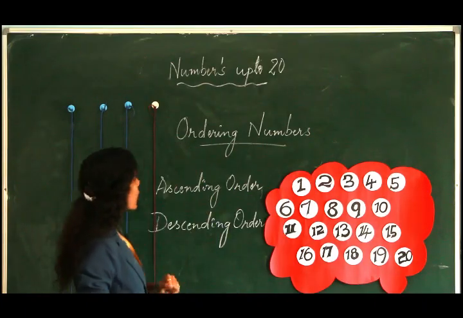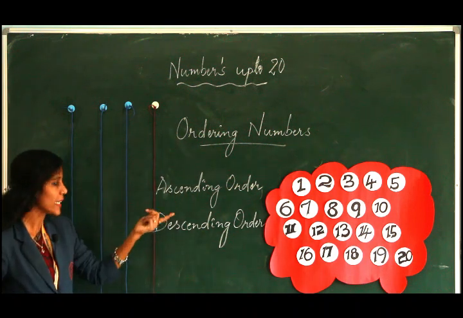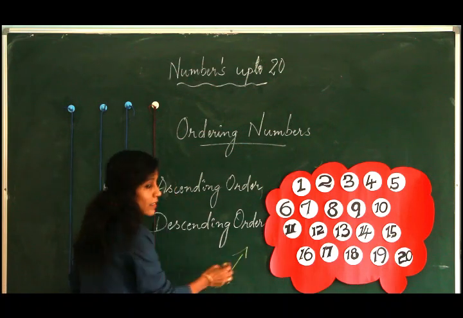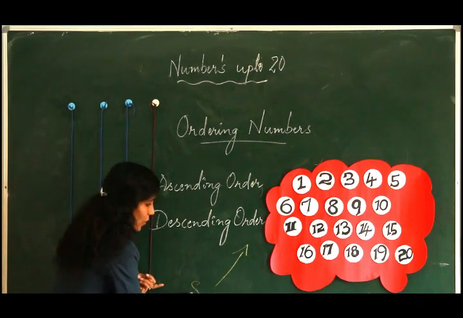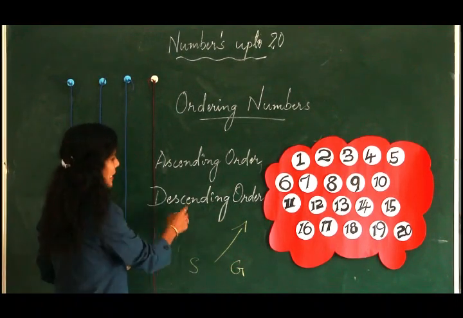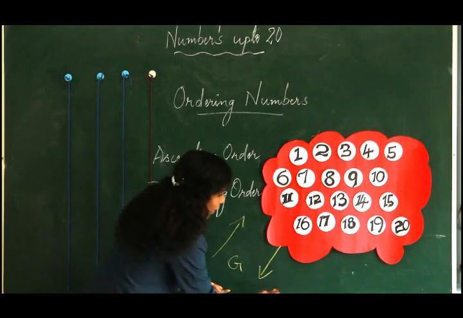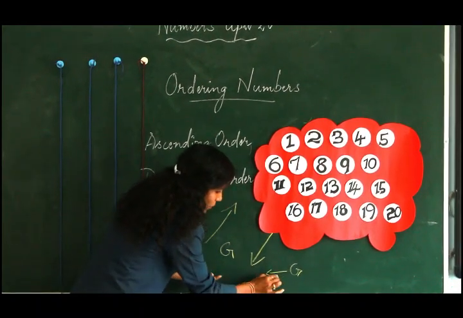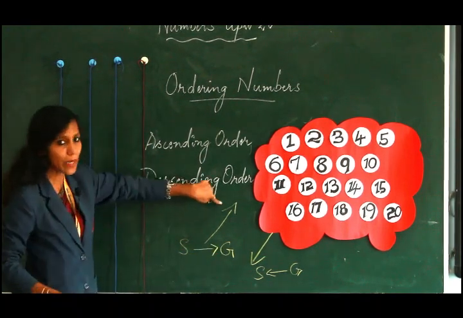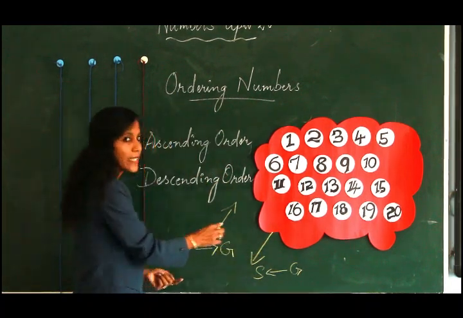Now we come to the last concept, that is ordering numbers. Ordering numbers has 2 types, ascending and descending. Ascending is when we climb the hill. The number from small number we go to the greater number, that is ascending order. Descending is getting down the hill, that is from greater number we come to smaller number. Ascending, going small to great, climbing the hill. Descending, coming great to small, that is getting down the hill.